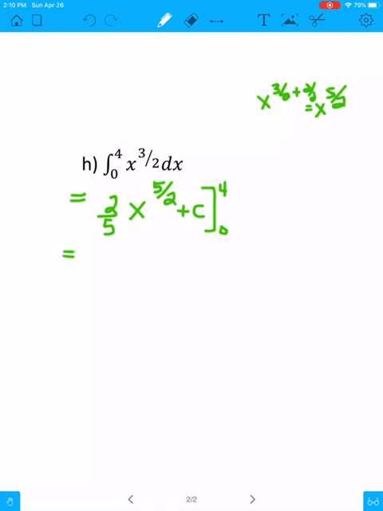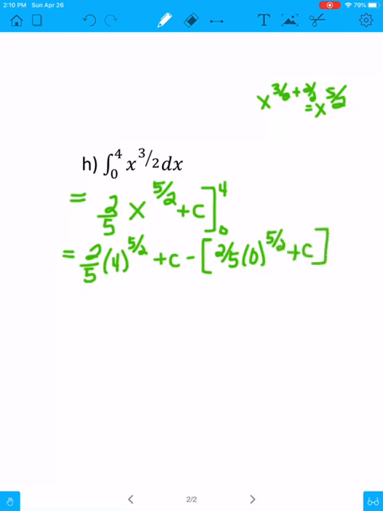And so I'm going to get 2/5, 4 to the 5 halves plus c minus 2/5, 0 to the 5 halves plus c. And so, okay, let's go back over this so we don't need a calculator to do this.